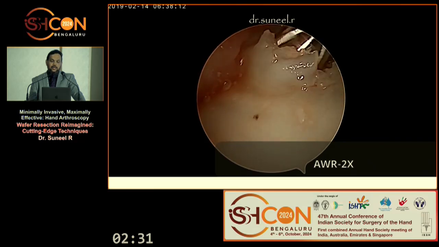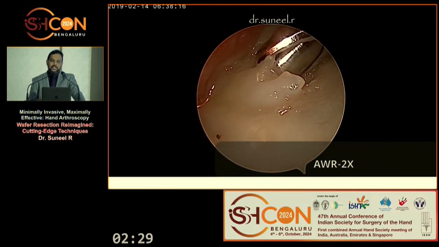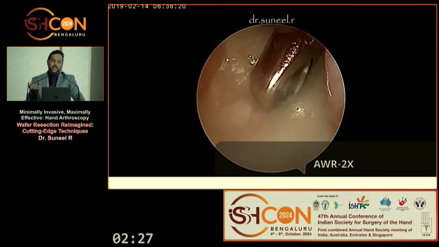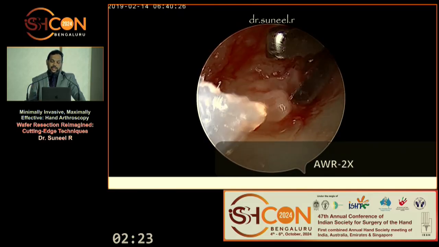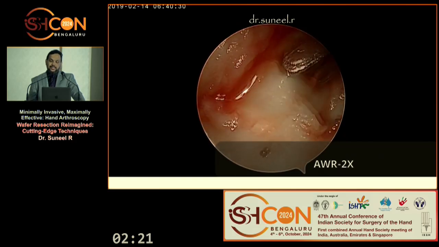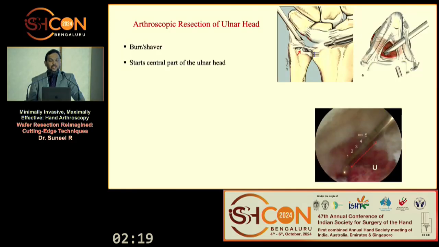And as you start smoothing out with your shaver, you start seeing your ulnar head, the white shiny structure on the undersurface. And then you enlarge the tears to a sufficient size that you can access the entire ulnar head. So once you get that access, you start shaving it off with your shaver or a burr. I prefer a shaver because it tends to suck out the debris and makes it easier, but if the bone is hard, you can use a burr as well.